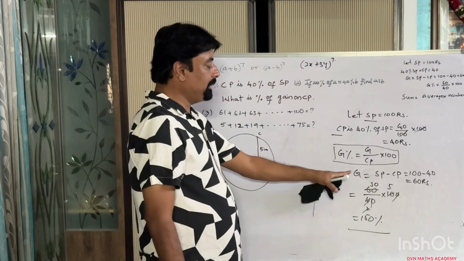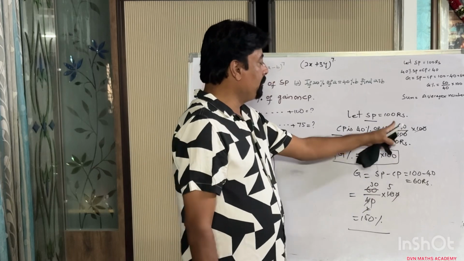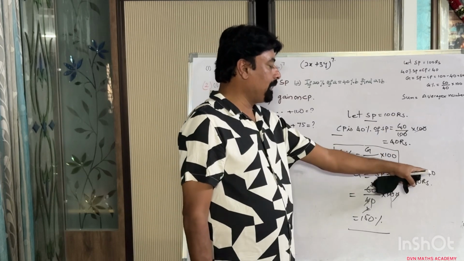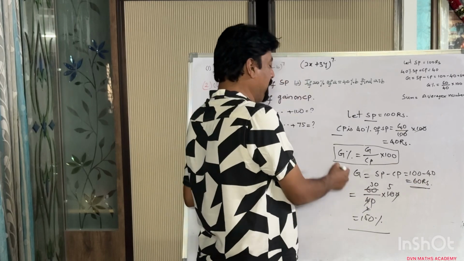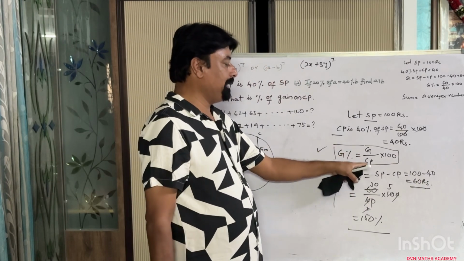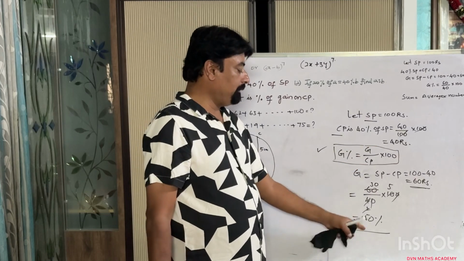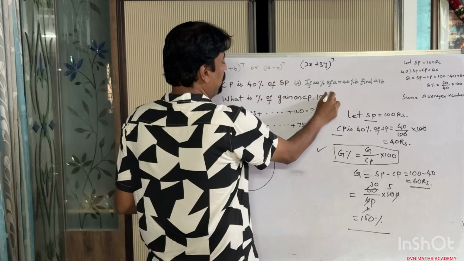So you need to find the gain first. Gain is nothing but selling price minus cost price. So my selling price is 100 and cost price I got 40. By that you will get 60 rupees is the gain. If you put these values in the gain percent formula, that is gain by CP into 100, and solve it, you will get 150%. So the answer is 150%.